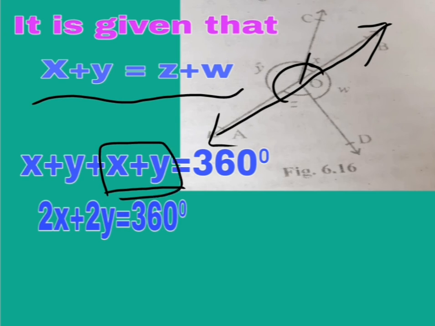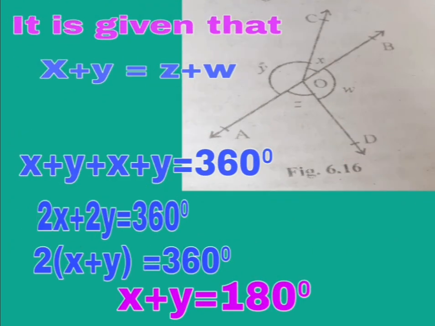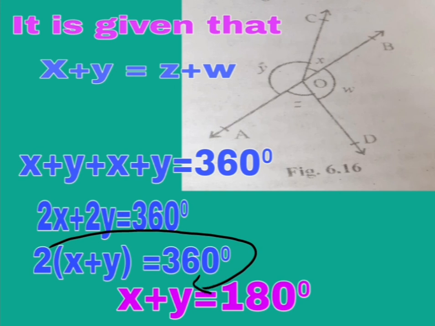Okay, so 2x plus 2y is equal to 360 degrees we got. 2 is a common number. 2 into x plus y is equal to 360 degrees. Dividing 360 degrees by 2, shifting this 2 to the denominator, we get x plus y is equal to 180 degrees as the sum.